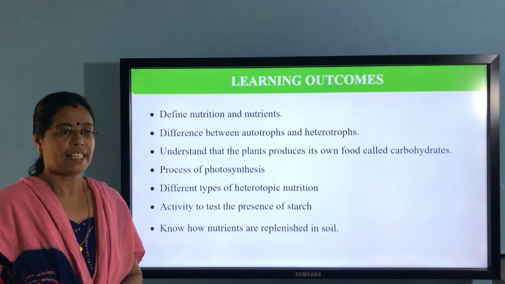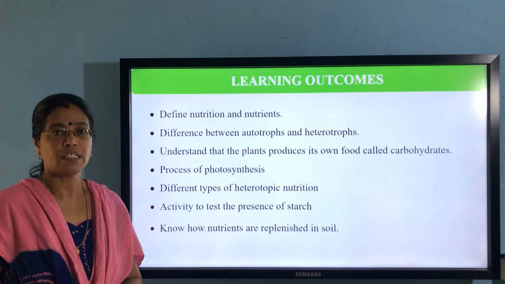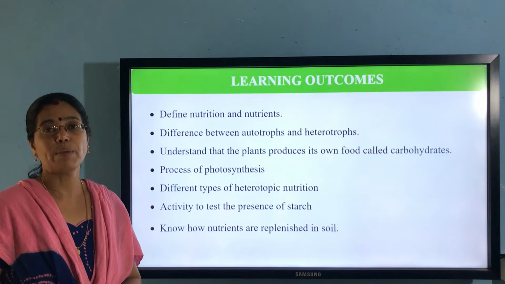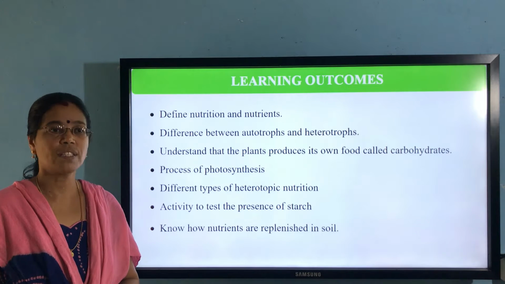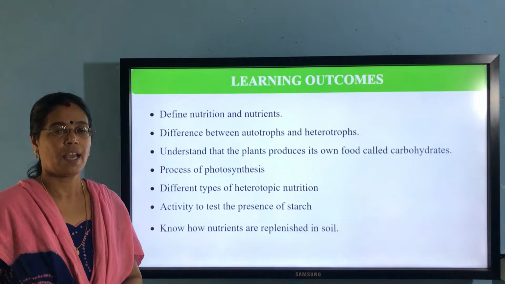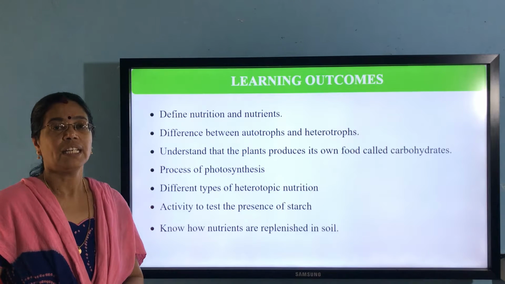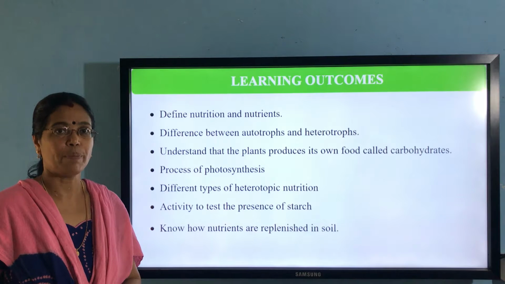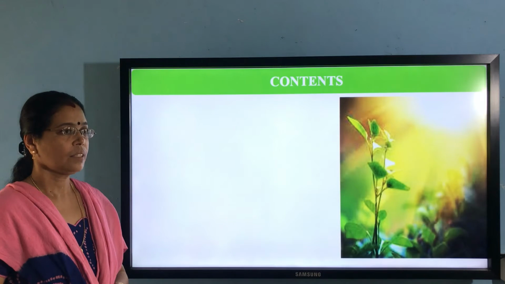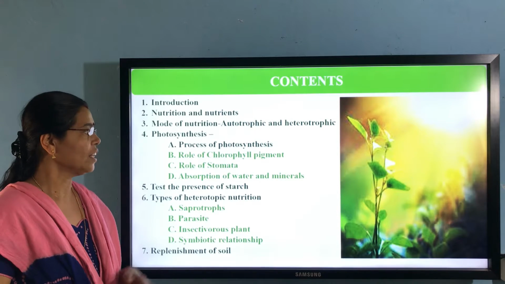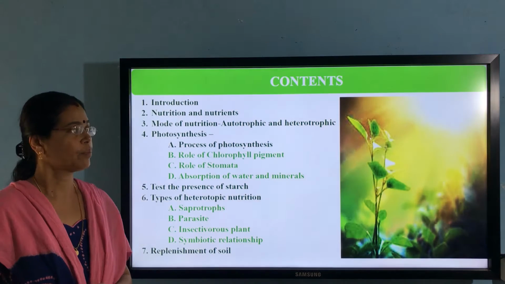You will perform the activity to show that during photosynthesis the starch is synthesized, and also that light is very much essential for the photosynthesis process. And you will know how the nutrient content of the soil will be enriched. In this topic, we are going to discuss in detail the following topics.